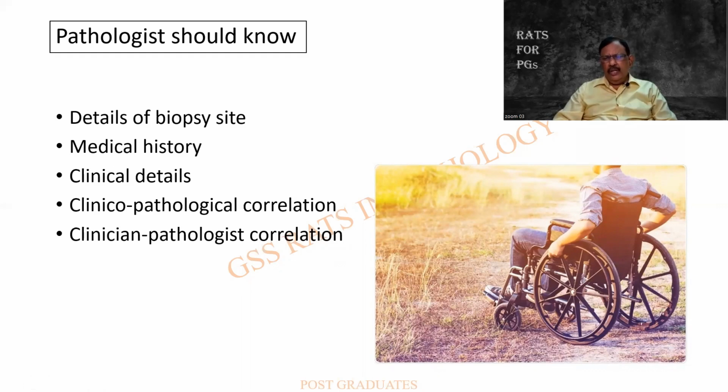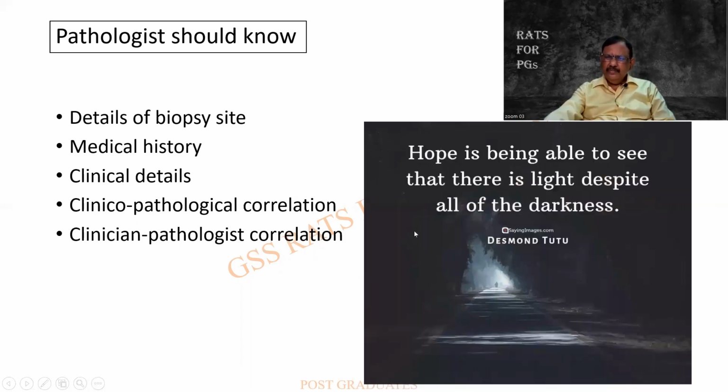Clinico-pathological correlation is the development of a disease. The other will be a kind of agreement between personalities where we always tend to disagree. Again, a wheelchair as such, this picture will be talking millions of words. Hope is being able to see that there is light despite all of the darkness. Sometimes you find such sayings are all wonderful.